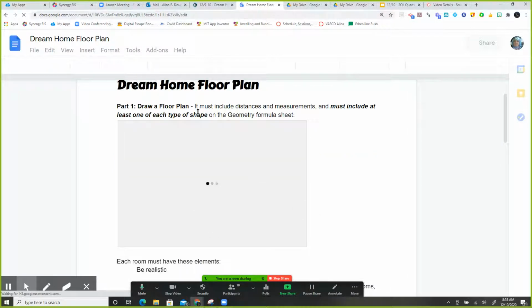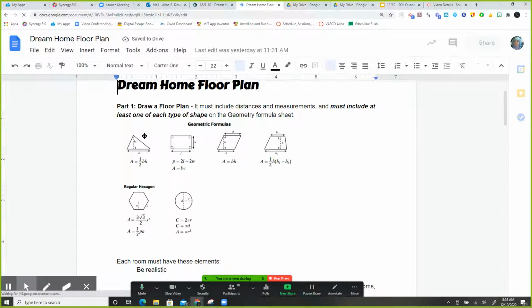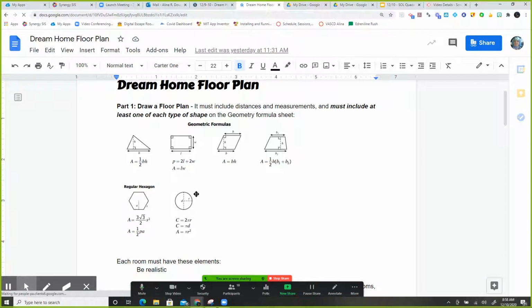But your floor plan must include distances and measurements, and it must include at least one of each of the shapes on the geometry formula sheet. So you have to have a triangle, a rectangle, a parallelogram, a trapezoid, a hexagon, that's a 6-sided shape, and then some kind of circle. A lot of people are using semicircles instead of full circles. That is completely okay. I have one group in another class that's using 3/4 of a circle, which is kind of cool. So you can figure out how to add your circle in wherever you want, but you do need one example from each of these shapes.